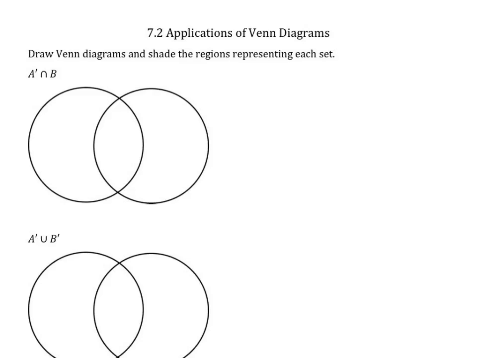Section 7.2, Applications of Venn diagrams. Draw Venn diagrams and shade the regions representing each set. So I've got two circles representing a Venn diagram like we saw in the last section. I'm going to label the left one A and the right one B, and just kind of out here U. And remember, U represents the universal set.